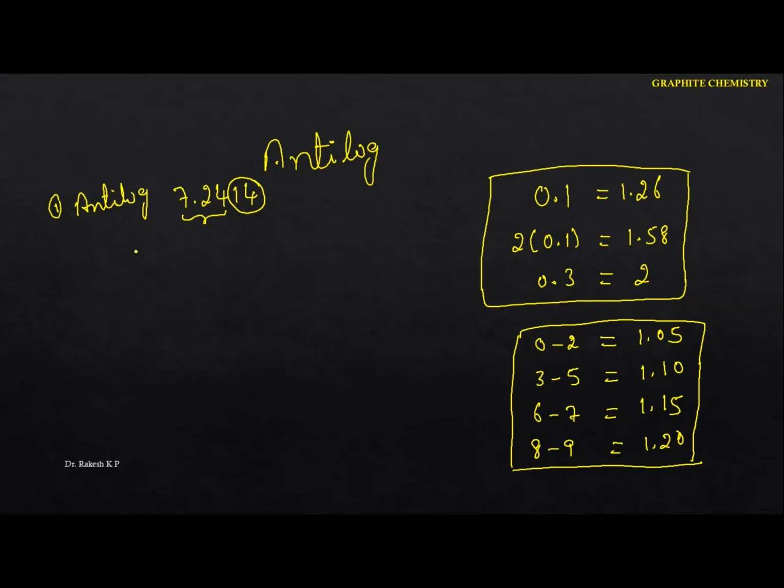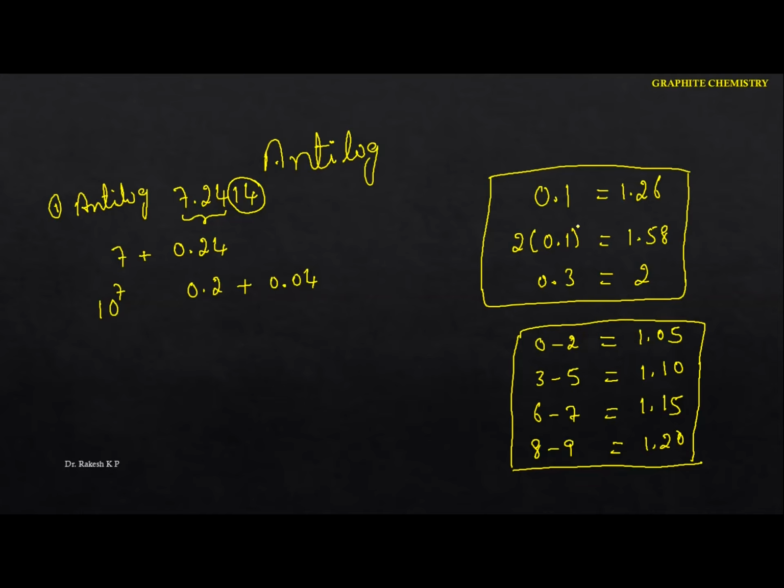Now see the first one here. This value I can write as 7 plus 0.24. If you have the 7, I can directly write it as 10 to the power of 7. The other part I am going to split further, in this form: 0.2 plus 0.04.